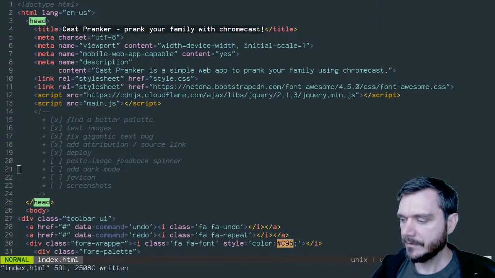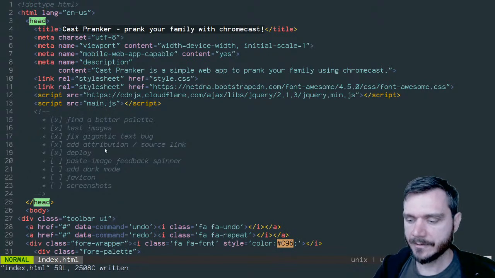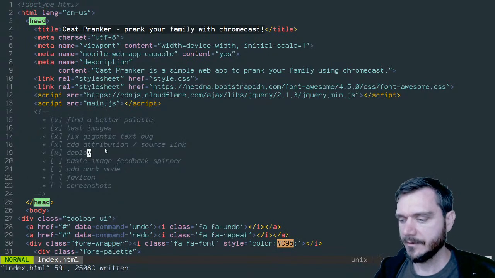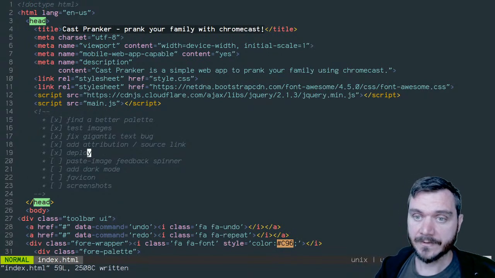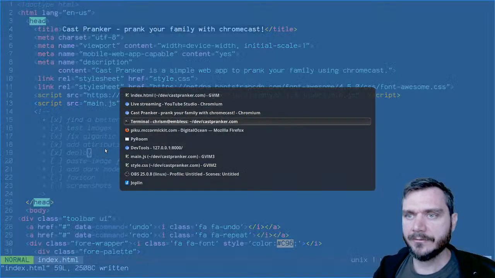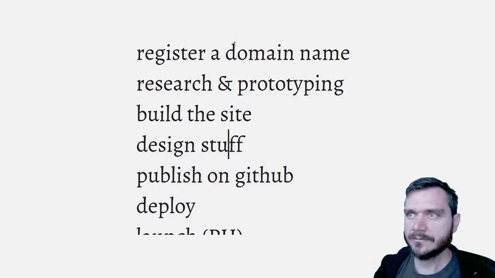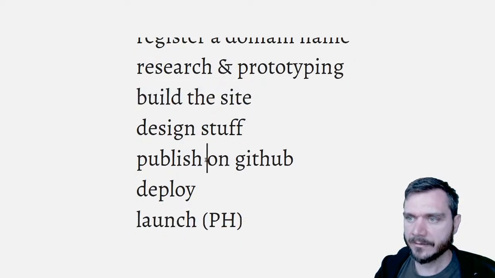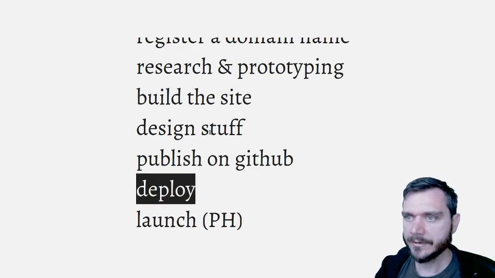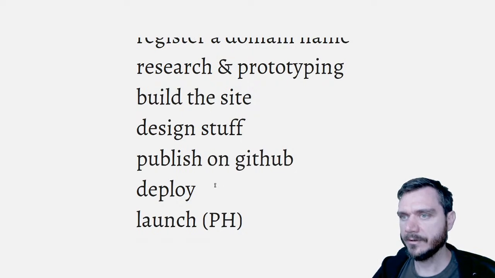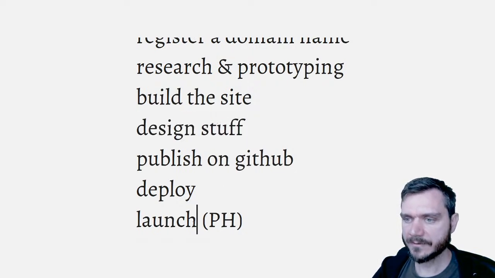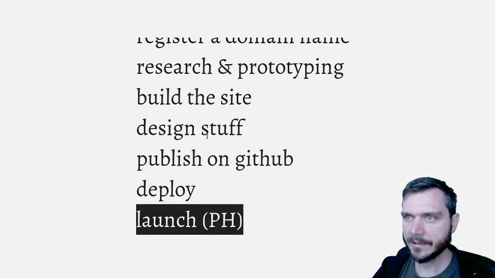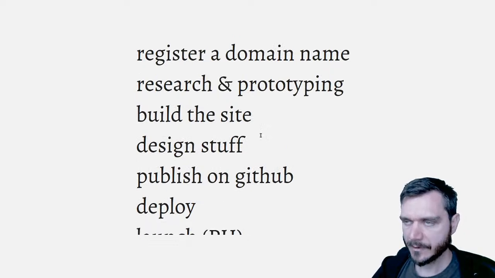Okay. Yeah, because we just did the deployment. So I'll have to probably edit those later. Anyway, okay, so we've got our site live. So we've done register domain name, research and prototype. We've built the site. We published on GitHub and we did deploy. So really the only thing we have left to do is some design stuff, some tweaks, fixing bugs, and launching on Product Hunt.